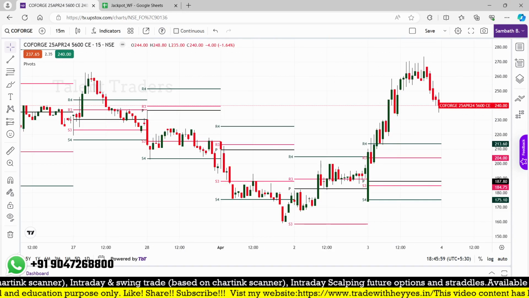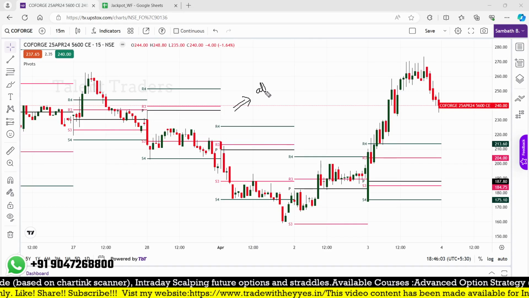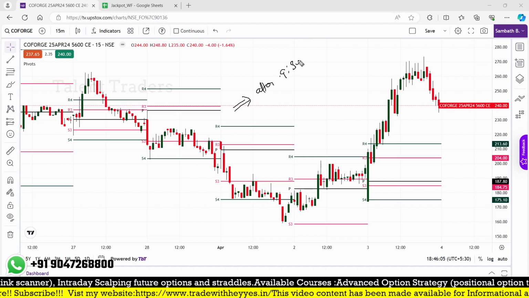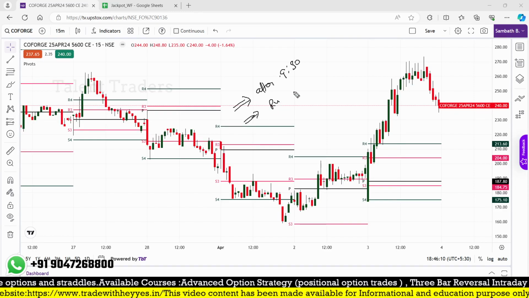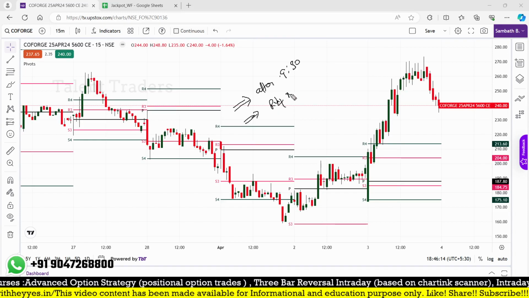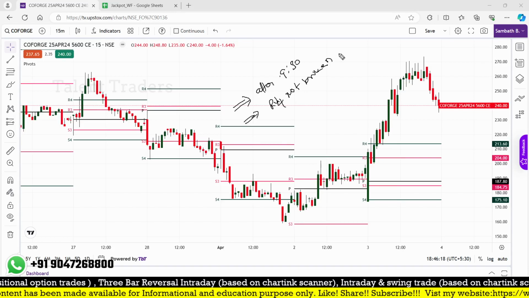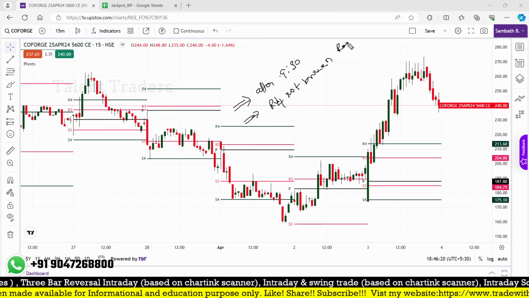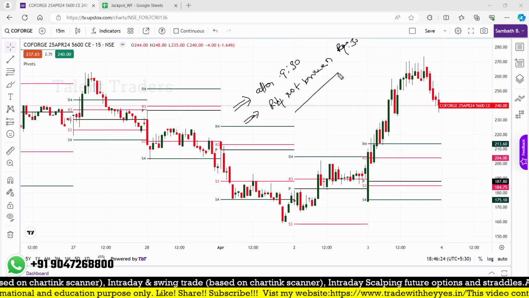The conditions you are going to use: the main condition is after 9:30, that's the first condition, and the R4 level should not break before 9:30. R4 not broken before 9:30. If it is not broken before 9:30, these two are considered a fresh breakout.